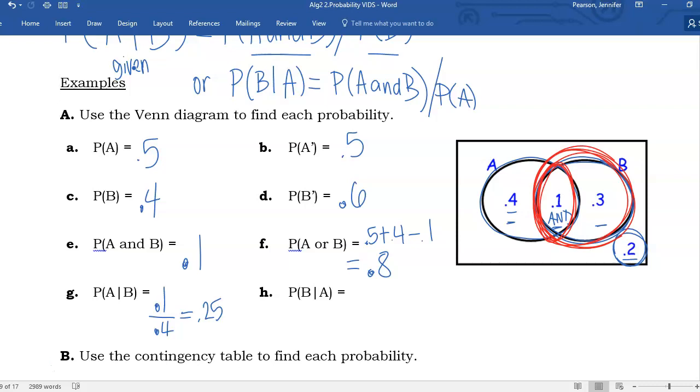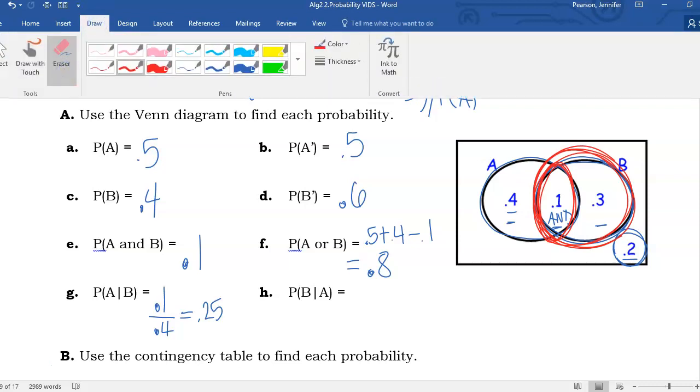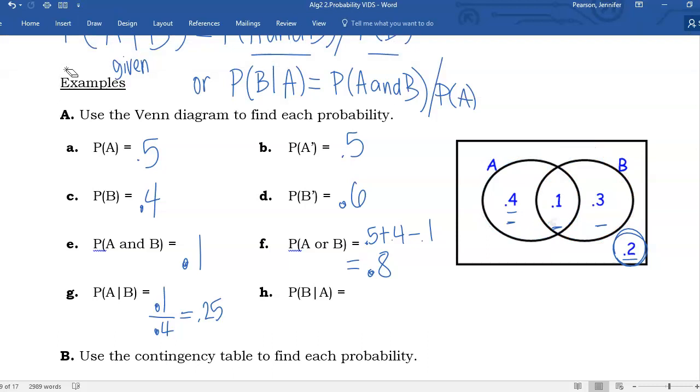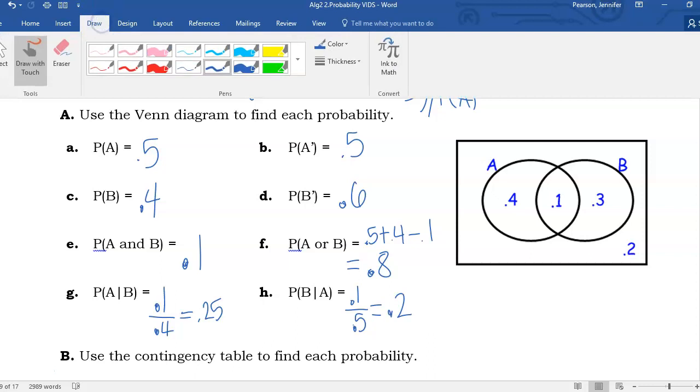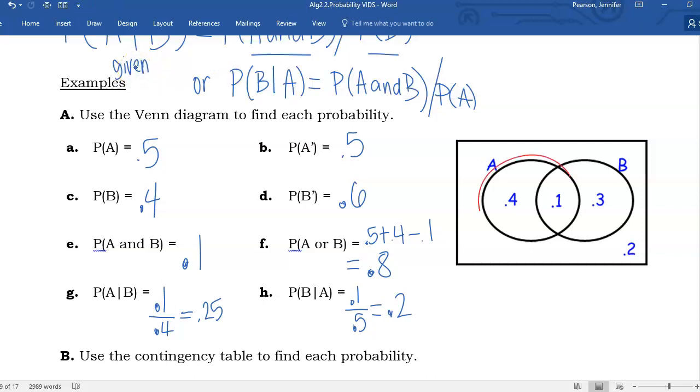Looking at the probability of B given A. I'm going to do some erasing here just so we can clean this up a little bit. Using our formulas, that's the probability of A and B, so still 0.1 in the numerator, out of the probability of A, which is 0.5 in the denominator. 0.1 divided by 0.5 is 0.2. In the Venn diagram, again, we're looking at just this circle. What is the chance that you are also in B? 0.1 out of the A circle, out of the 0.5, is also in B.